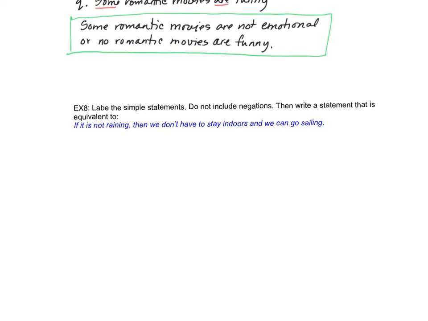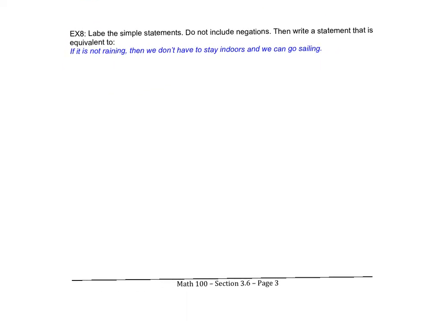Let's move on to our last example of this section. Example 8, and it helps if I don't have typos. This should be: label the simple statements. Do not include negations. Then write a statement that is equivalent to, if it is not raining, then we don't have to stay indoors and we can go sailing. That's a pretty complex compound statement.